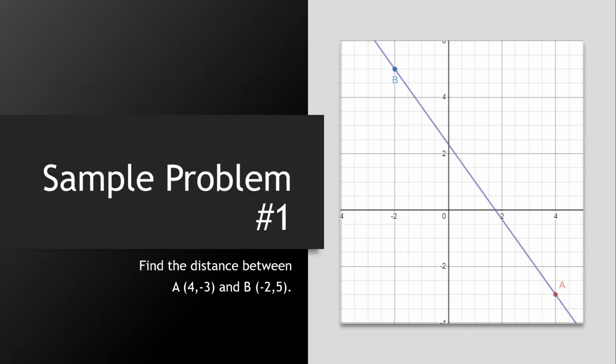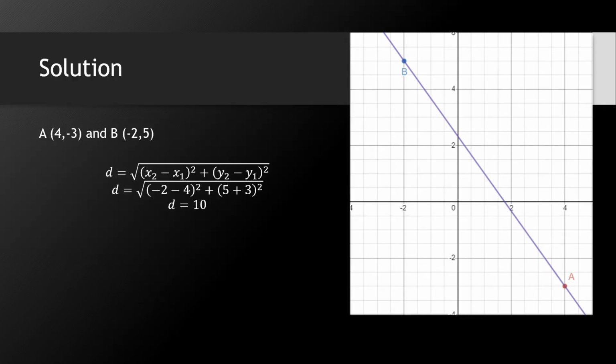Let's have a sample problem. Find the distance between two points A (4, -3) and B (-2, 5). First, you can plot the points so you can imagine how far apart they are. But you can skip that step altogether and use the distance formula. The distance formula is d is equal to the square root of (x2 minus x1) squared plus (y2 minus y1) squared. Don't worry if you interchange the two because you will just square it, so the absolute value will remain.